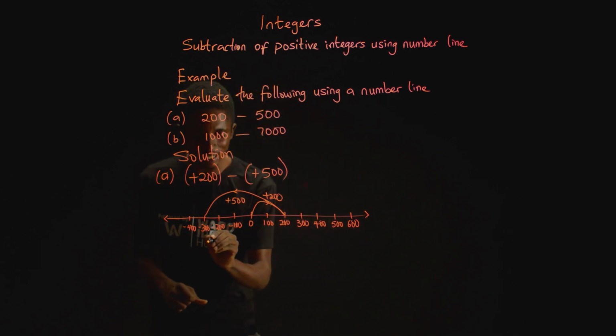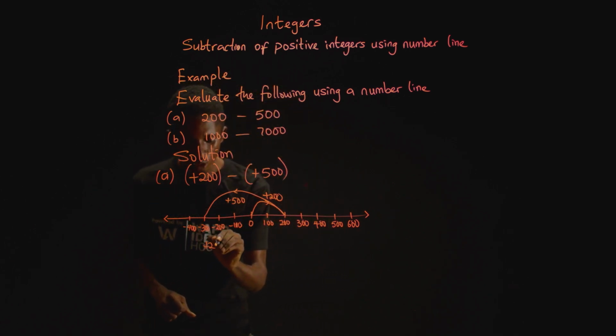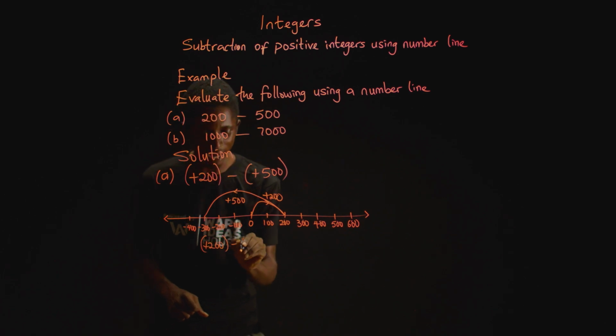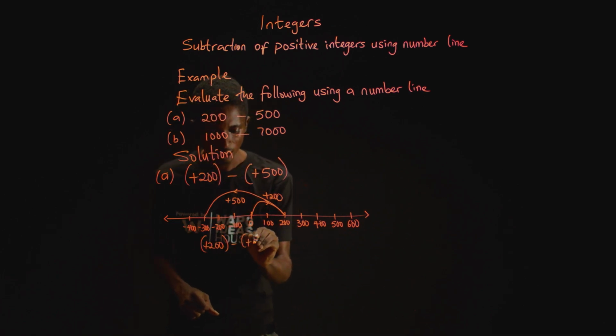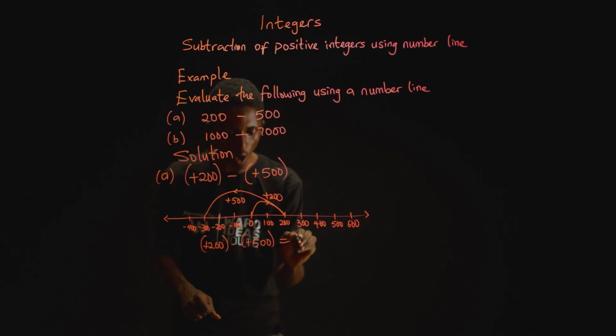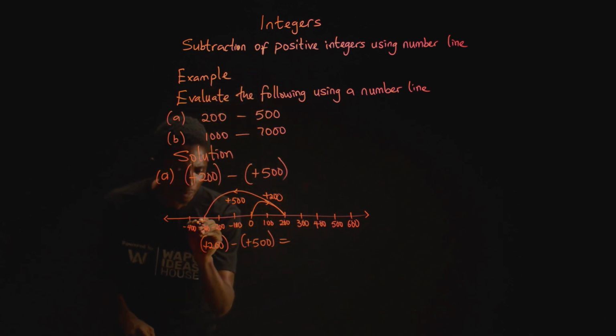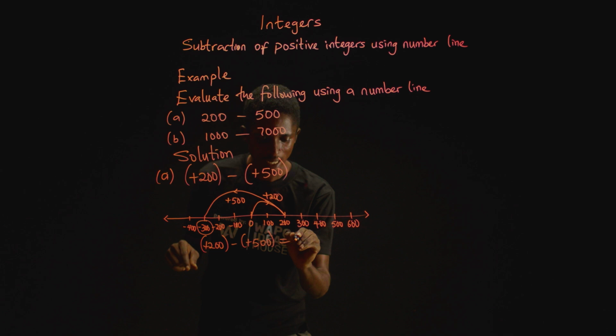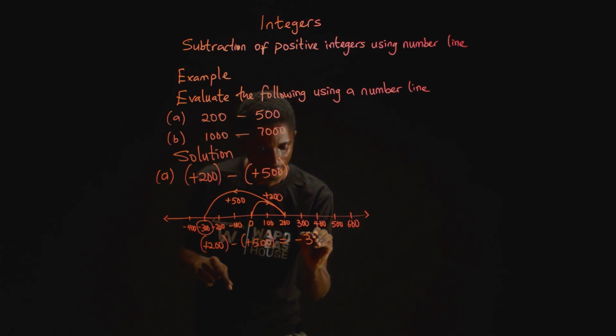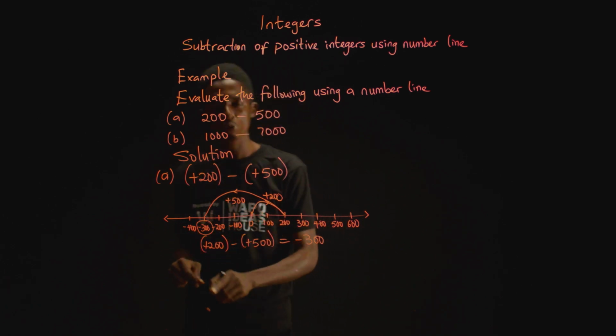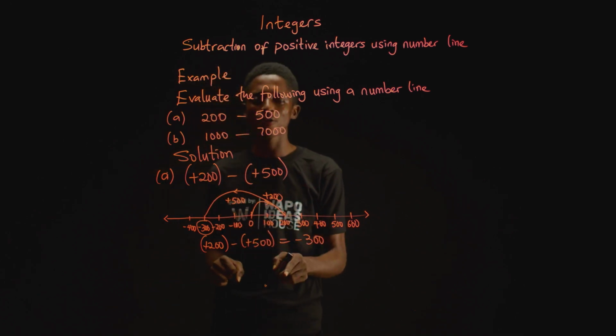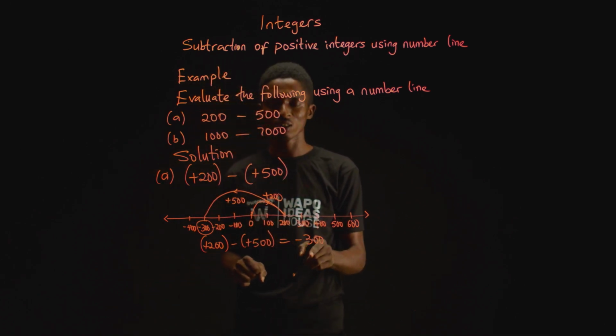Now in the end, we see that plus 200 minus plus 500 equals, where have we stopped? Here. That is minus 300. So plus 200 minus plus 500 will give us minus 300.